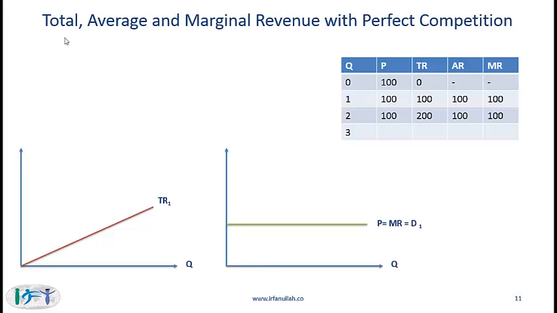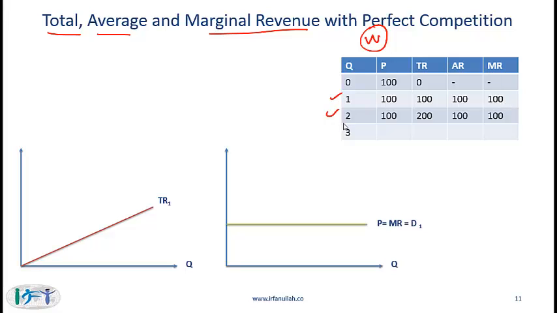On this slide, we will look at total, average, and marginal revenue in a perfectly competitive market. Let's say that you sell widgets and each widget is sold for 100. If you sell one widget, the price is 100. The total revenue obviously is 100. The average revenue is total revenue divided by 1, that's 100, and the marginal revenue, which is the additional revenue for selling one more widget, is 100.